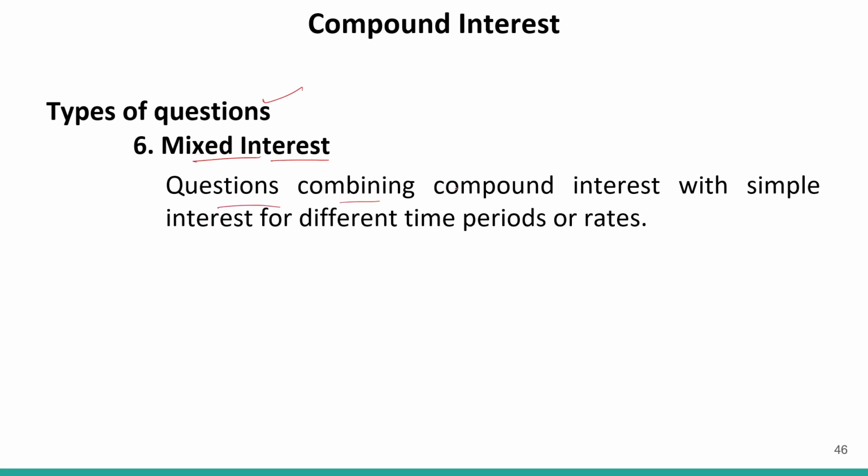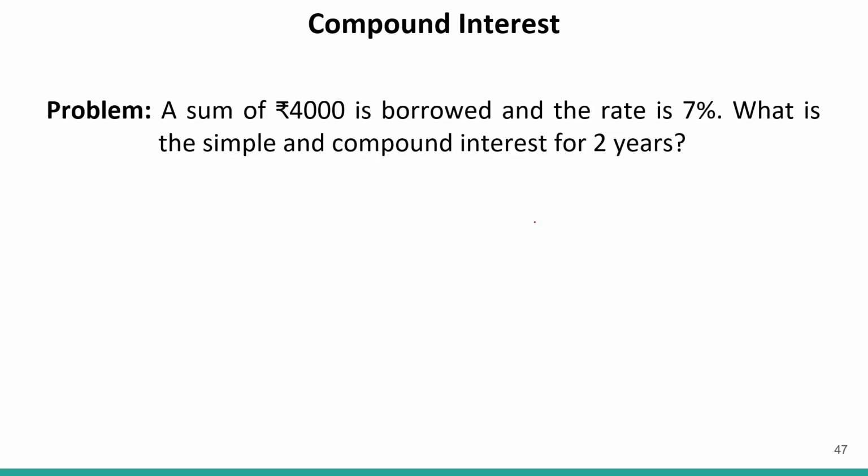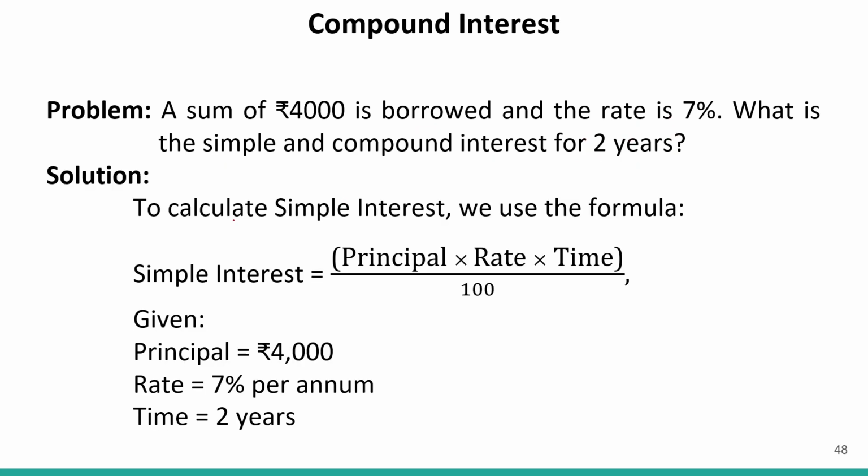Let's see the type of questions, that is the sixth kind, that is on mixed interest. So questions combining compound interest with simple interest for different time periods or rates. So a sum of 4,000 is borrowed and the rate is 7%. So what is the simple and compound interest for 2 years? Okay, that is what we want to know. So to calculate simple interest, we use the formula what? Simple interest equal to principal into rate into time by 100.